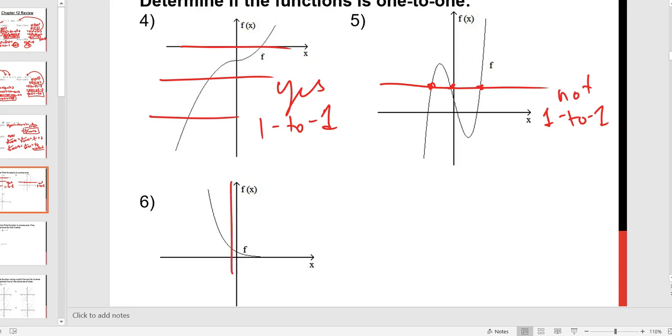This one, vertical lines, no problems. Horizontal lines, no problems. Even though it starts to become horizontal, it never quite exactly becomes horizontal. So this passes the test. It is 1 to 1.